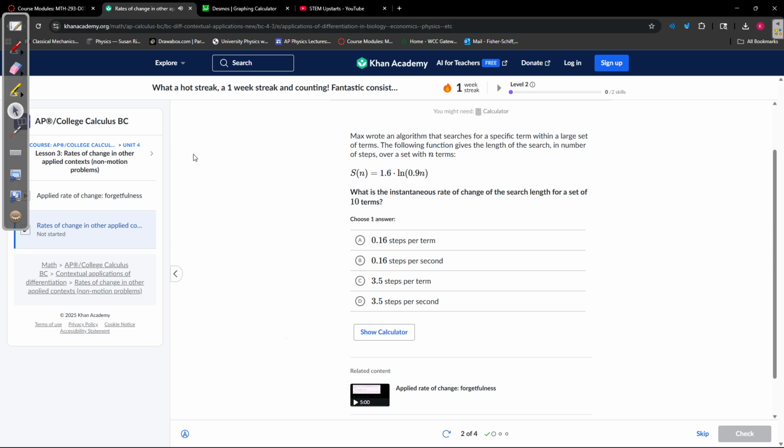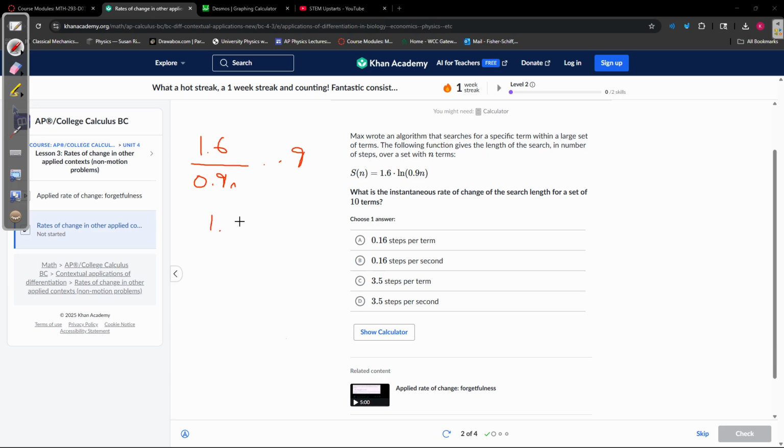Okay, so same one, calculator here, so we're going to use a calculator again. So what is the instantaneous rate of change for a set of 10 terms, and n is the number of terms. So this one's a little more easy because you don't have to use the chain rule as many times. You can kind of just, if you remember the natural log rule, right? We have our constant, and then it goes to the bottom, and then we still have to multiply by 0.9.